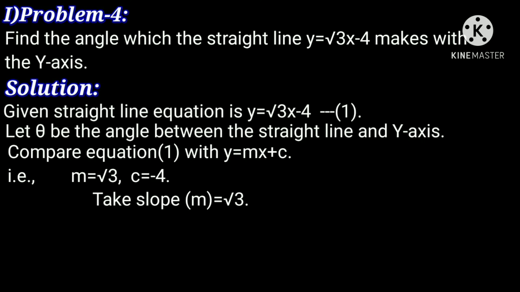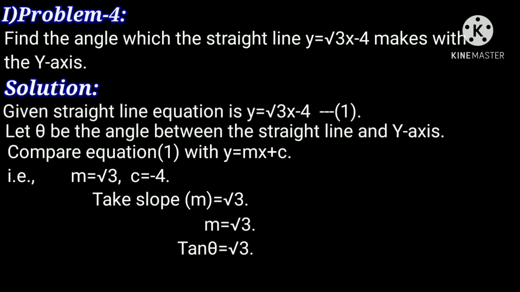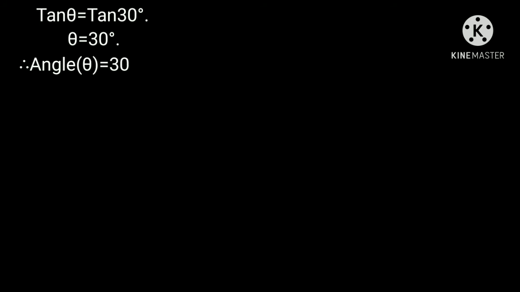Then m equal to root 3. Here substitute m equal to tan theta value. Then tan theta equal to root 3. By using the trigonometry formula, root 3 value equal to tan 30. Then tan theta equal to tan 30. Here tan and tan cancel on both sides. Then theta equal to 30 degrees. Therefore, angle theta equal to 30 degrees. This is our given problem solution.